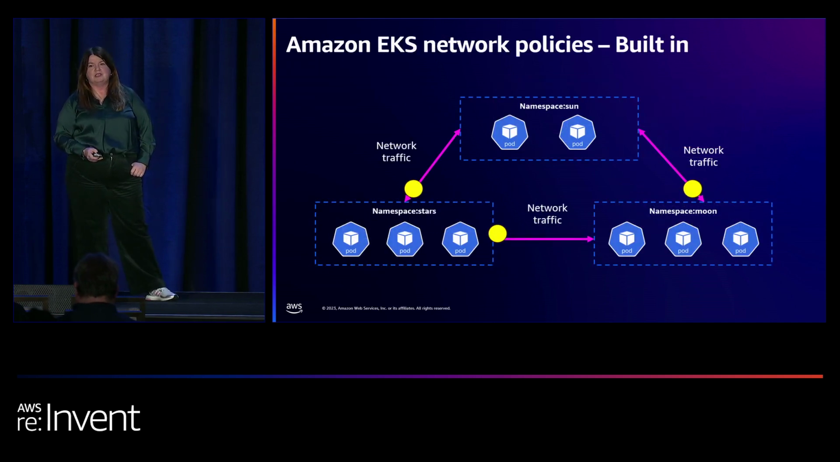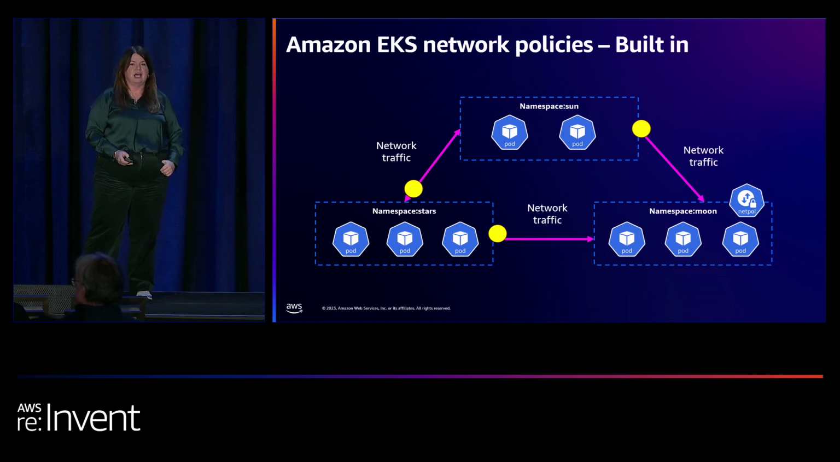We implement the EKS VPC CNI container network interface by default when you build an EKS cluster. The VPC CNI takes care of requesting a new VPC IP address for every pod that's created. Now, in Kubernetes, by default, every pod can talk to every other pod. So to restrict traffic between pods the Kubernetes native way, you'd implement network policies.